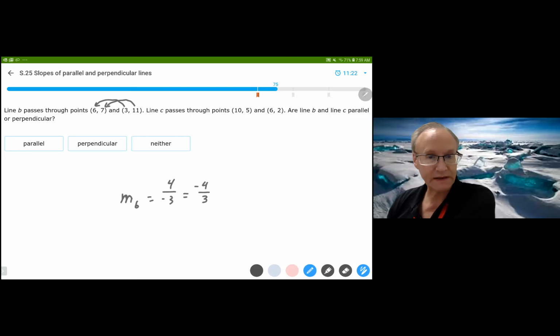Now, sometimes they're going to write the negative in front. Sometimes they're going to write it on top. Sometimes they're going to write it in the bottom. I recommend this one right there. It's much better than the one in front.